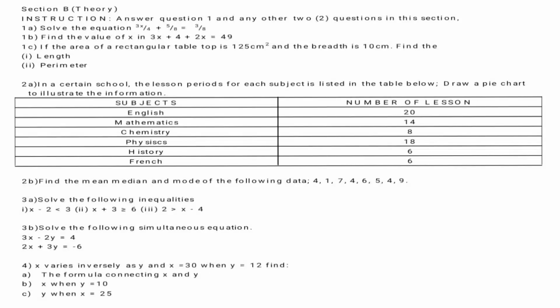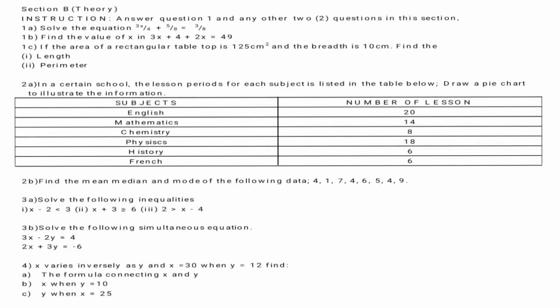You are asked to answer question 1, and any other 2 questions in this section. Now, listen to me. That means that question 1 is compulsory. Then, among question 2, 3, and 4, you have to choose 2 questions. That means that you are answering 3 questions. But notwithstanding, I'm going to provide solution to all the questions that you see here. So, I want you to pay attention. Let's start with the first question.